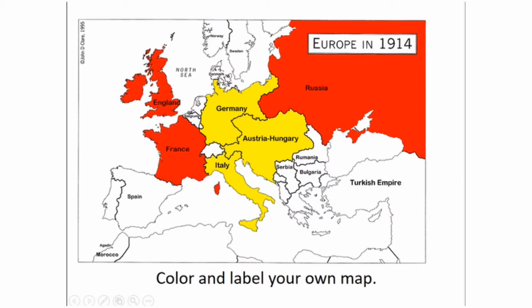Also down here in the Balkans, we have two empires really hacking it out. We have the Austro-Hungarian Empire, which really includes these areas here as well, including Serbia, and the Russian Empire as well. And they're really arguing over this area down here in the Balkans.